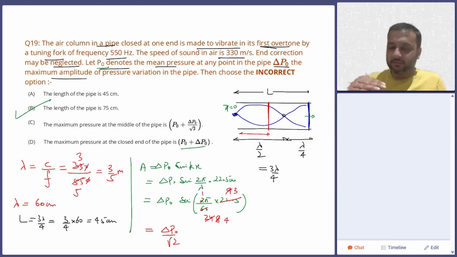P naught is the mean value and pressure will go above by delta P naught by root 2. So that is why this is also correct. Pressure will increase by a maximum value of delta P naught by root 2. Hence you can find a maximum pressure of P naught plus delta P naught by root 2 at the middle of the pipe. So this is also a correct statement.